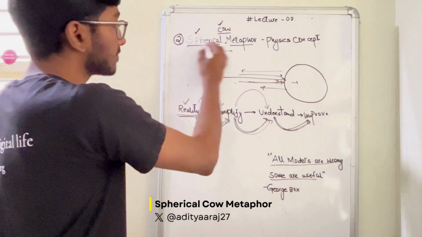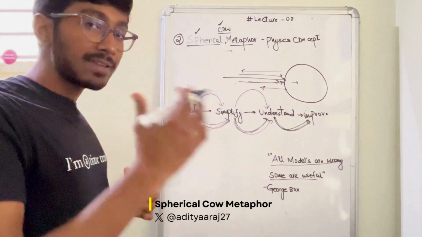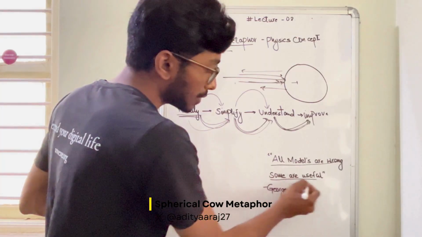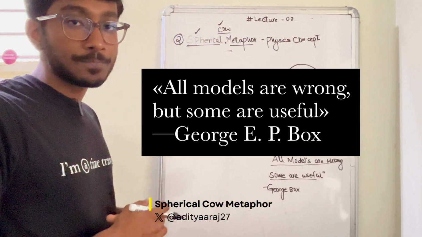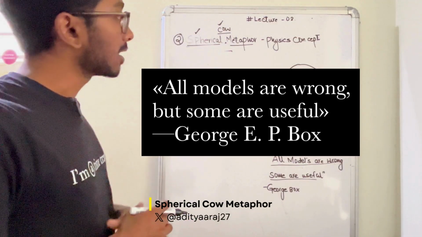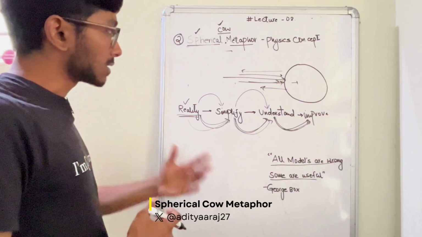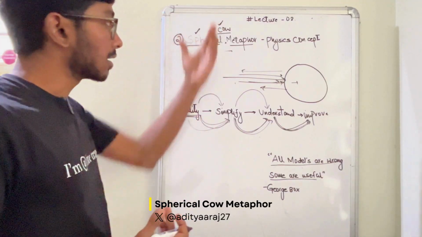So this is what the spherical cow metaphor is, and there's a very famous quote with this: all models are wrong, some are useful, by George E. P. Box. So this is the entire spherical cow metaphor. It's not a concept, it's just a metaphor I want to discuss, because when I was watching the Terence Tao video, he mentioned the spherical cow metaphor.